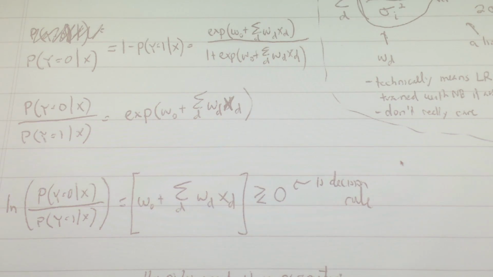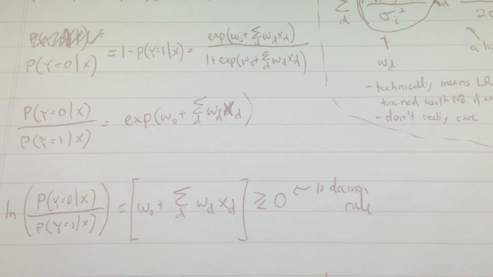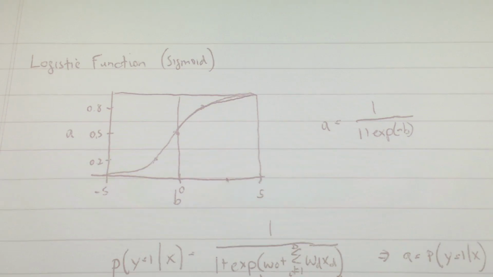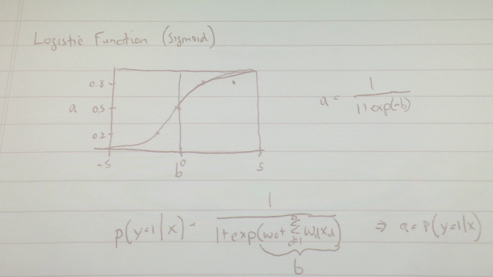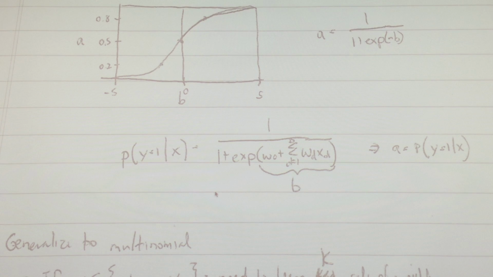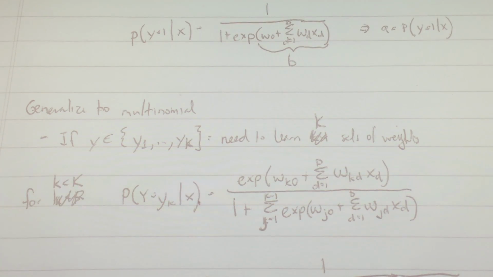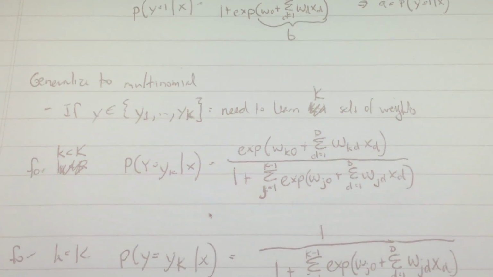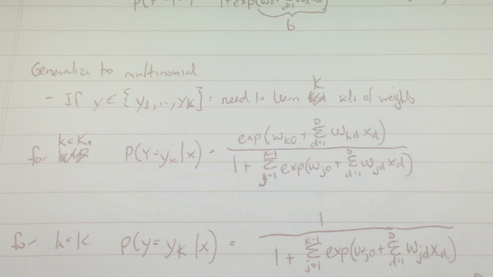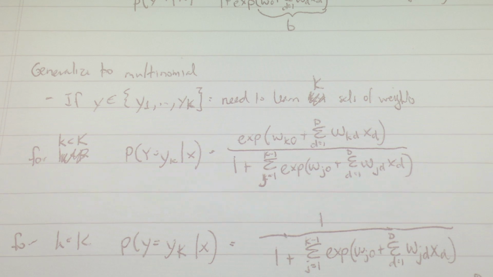So what's here to say? Oh, so this is a linear function. There's my decision rule right here. Nothing particularly compelling. This is a logistic function, very poorly drawn, because it's actually symmetric around this. To generalize to a multinomial, you just have one linear function for every class. So for k less than K, it's that, and then I have the 1 because it has to be a valid distribution.